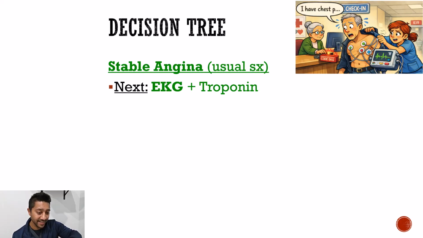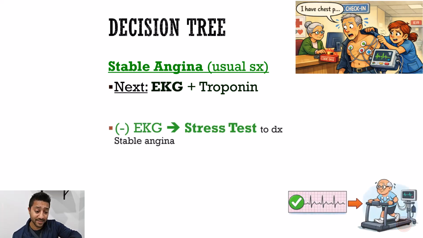Only then can you say that stable angina is your leading diagnosis, and then your next step would be to perform a stress test to confirm that diagnosis. Now, of course, if you see those classic ST depressions on EKG when the patient is exerting themselves on that stress test, then this will clinch your diagnosis of stable angina.